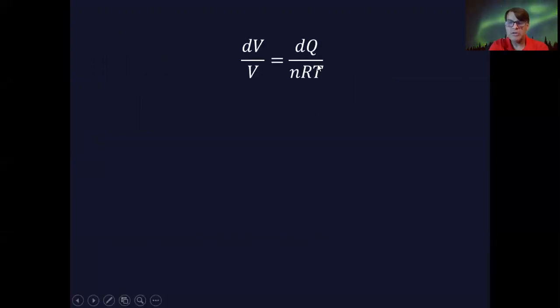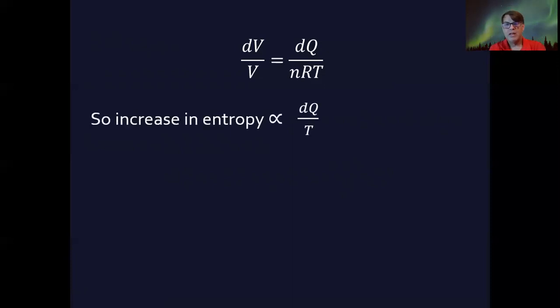Okay, now here's what Clausius reasoned: that there is an increase in entropy when we have this infinitesimal change of volume over a total volume. And that change in entropy is proportional to dq over T. These n and R are constants, so dq and T are the variables, as it were.